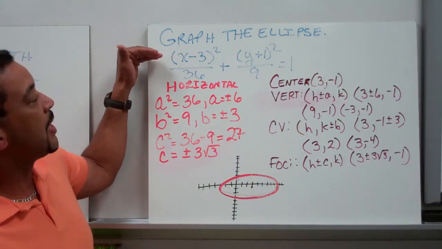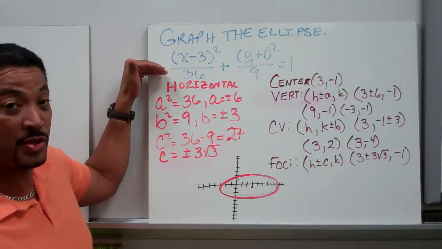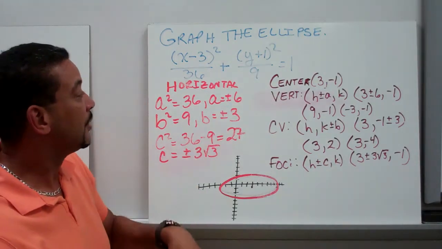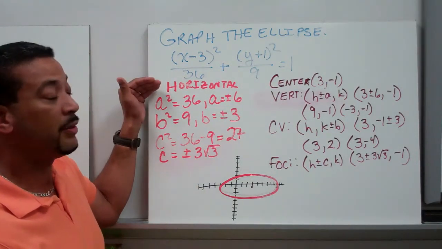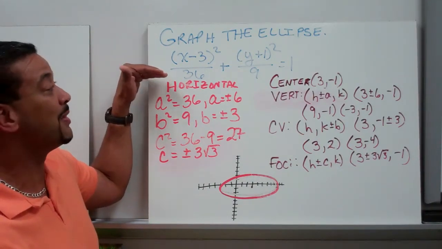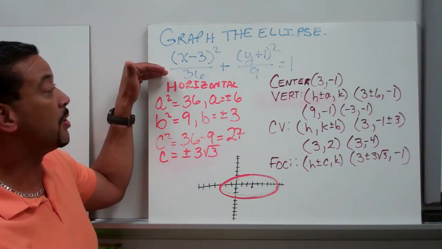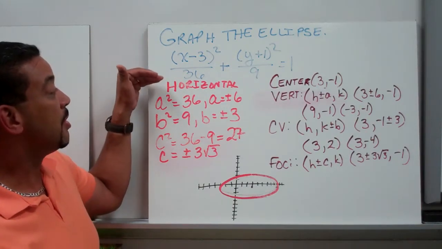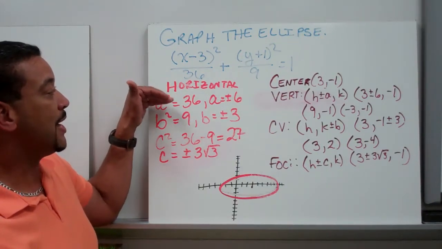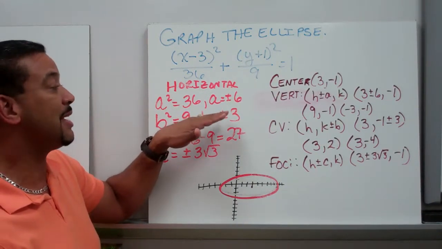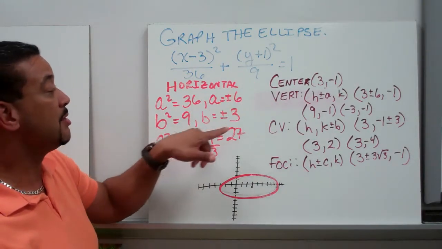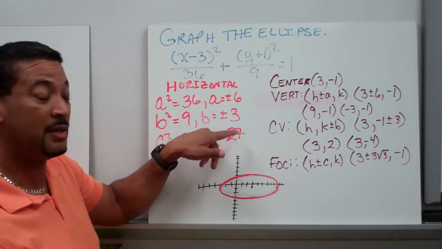Now if you look at this, we've got (x minus 3) squared over 36 plus (y plus 1) squared over 9 equals 1. Now this is a horizontal ellipse. How do we know that it's horizontal? Well, the reason we know it's horizontal is because 36 is the largest number. It's under the x, so it's going across the x-axis. So if it's horizontal, we know that 36 is our a squared. So if a squared is equal to 36, that means a is going to be equal to plus or minus 6. B squared then has to be 9, so b is going to be equal to plus or minus 3.